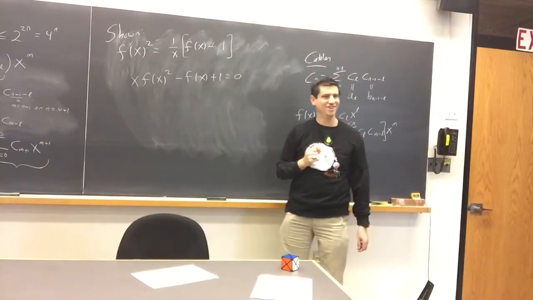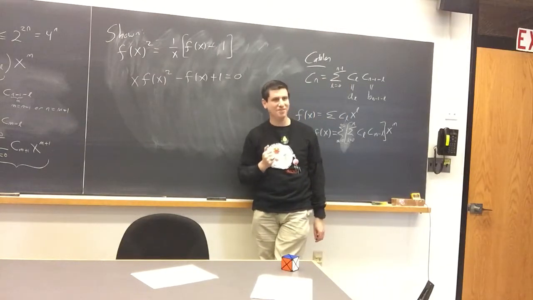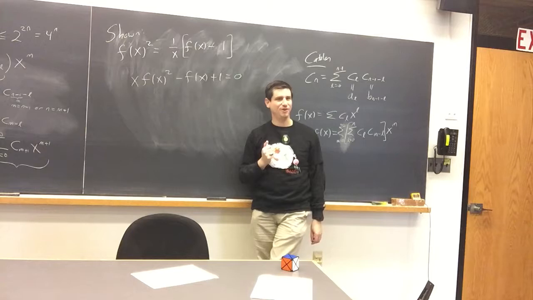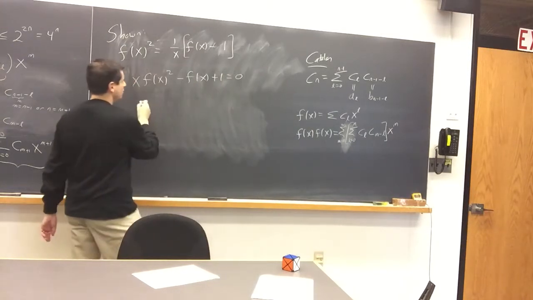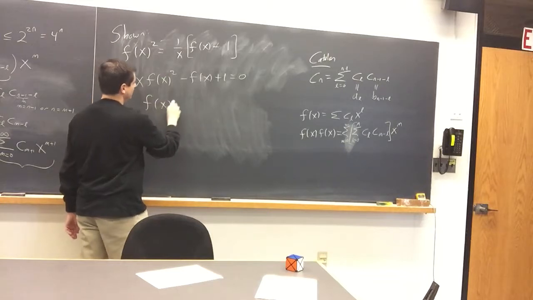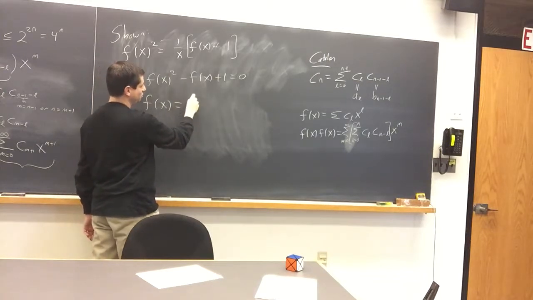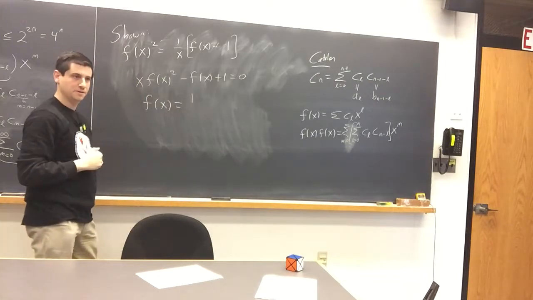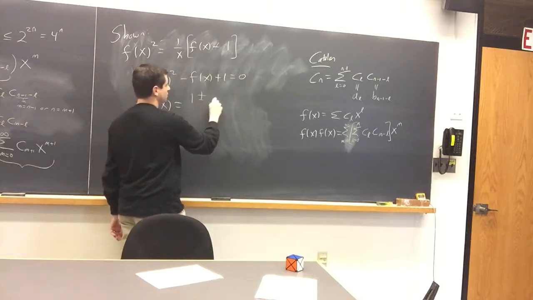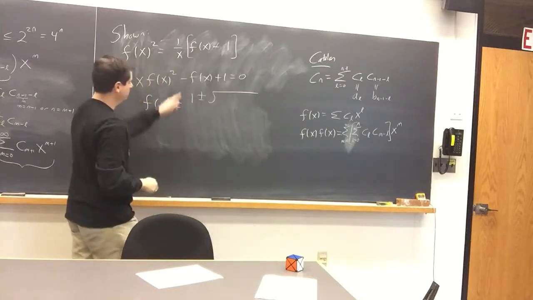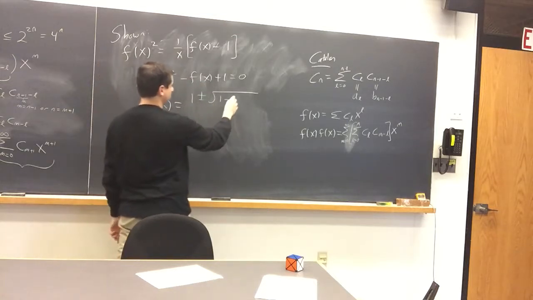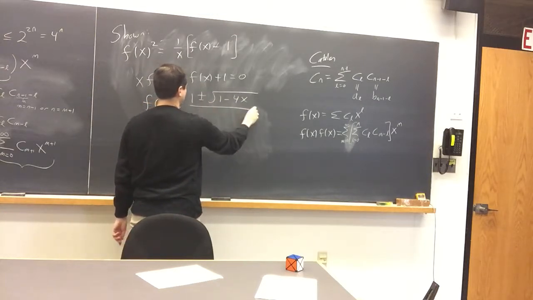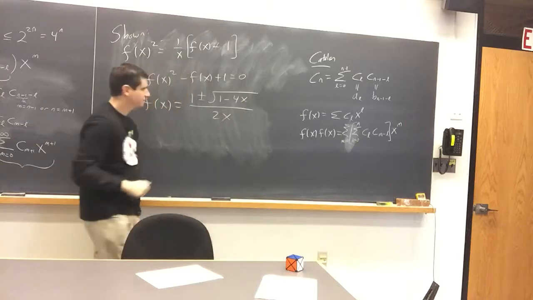Quadratic formula. So this may be the first time in your lives you've used the quadratic formula for a function. So we can solve for the function. So f of x is equal to negative b, which is 1, right? Plus or minus the square root of b squared minus 4ac, which would be 4x, I think, all over 2x.